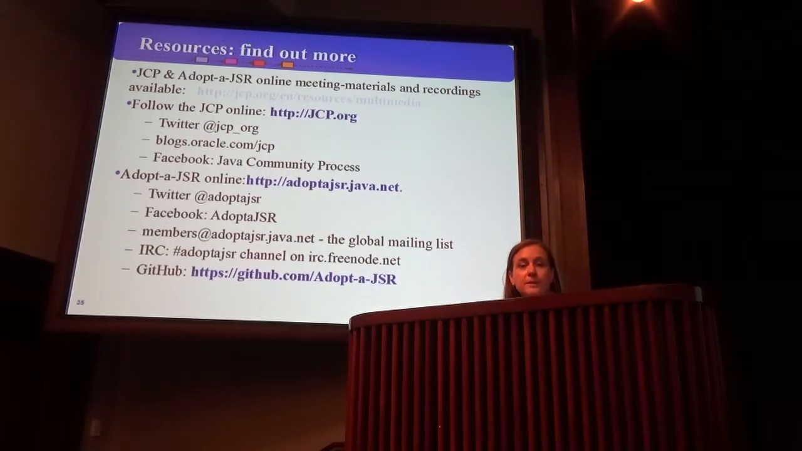And here are the resources. If you want to find out more, you can go to our JCP site. That's jcp.org. That's where you can find information on all of the JSRs that are currently being developed. And the second set of links is for Adopt-a-JSR if you're interested in that. That would take you to a project page on java.net, and you can find their links on how to get involved and some suggestions for you if you wanted to get started.